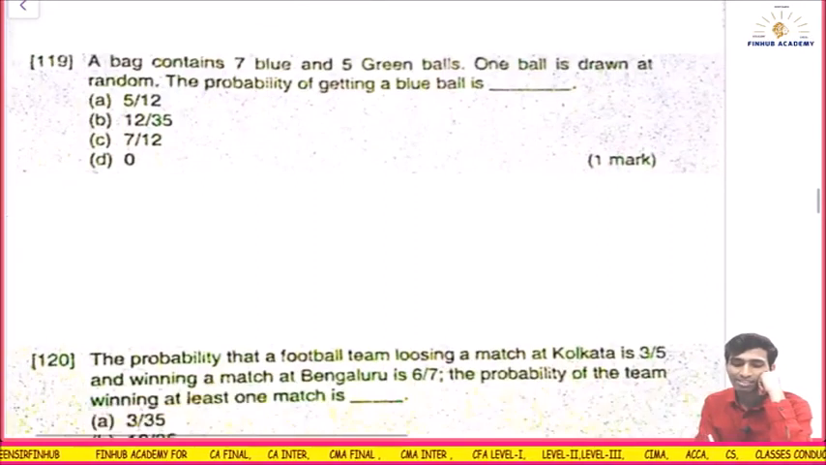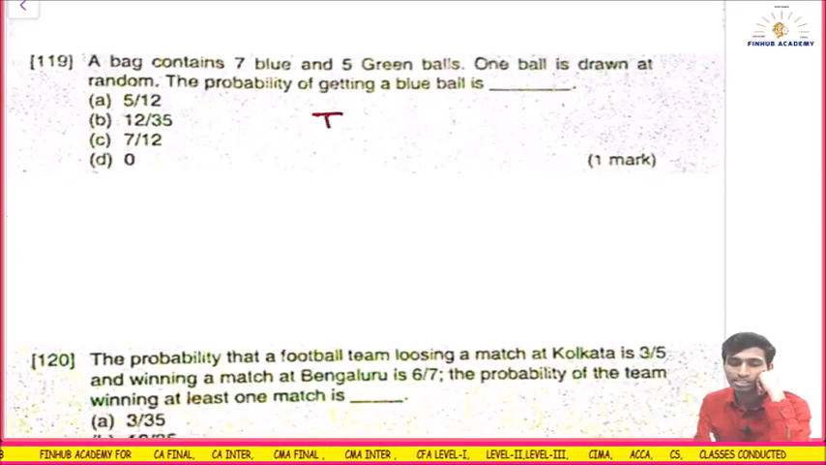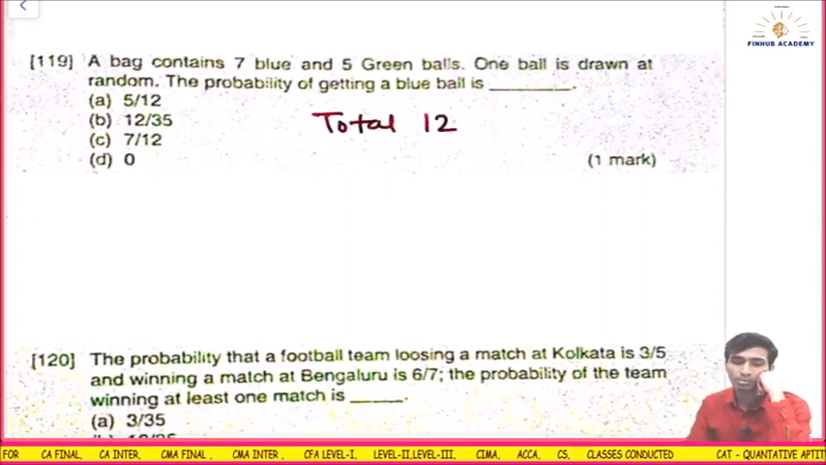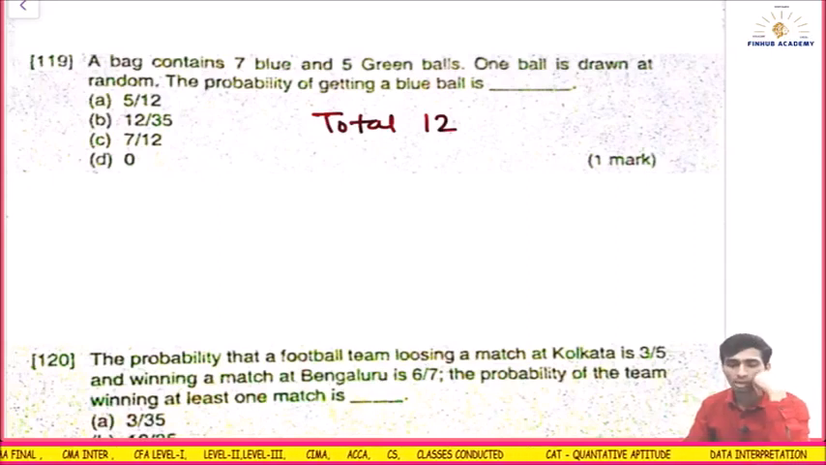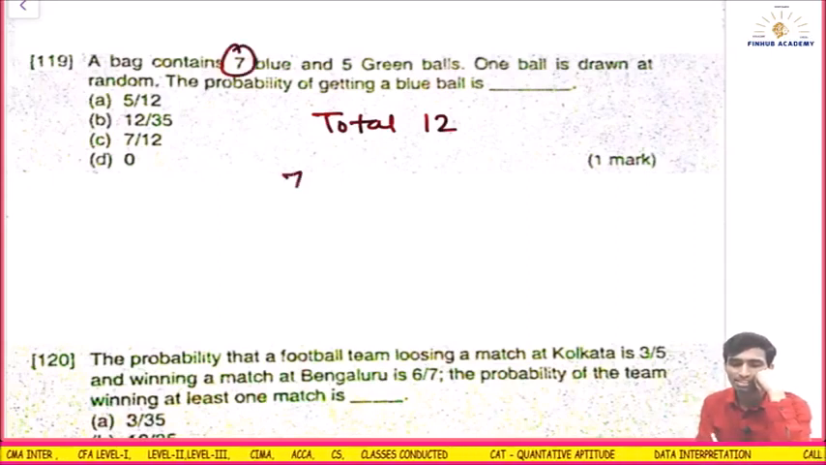A bag contains 7 blue balls and 5 green balls. The total is 12. One ball is drawn at random. What is the probability of getting a blue ball? Simple question they are asking. How many blue balls do you have? 7. 7 by what? 12.